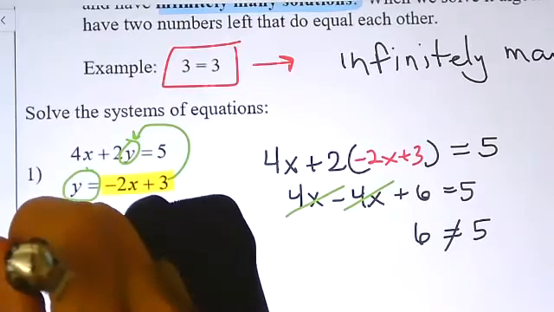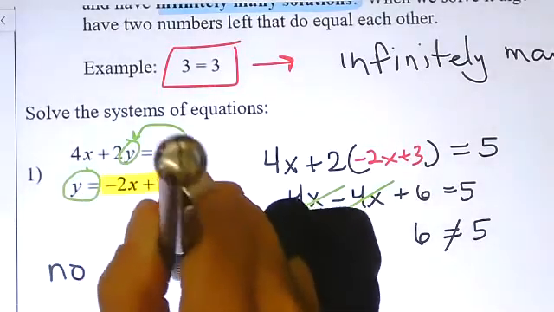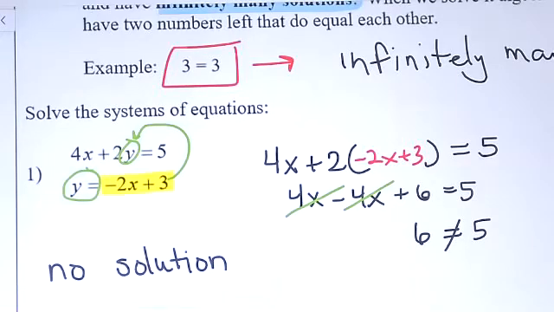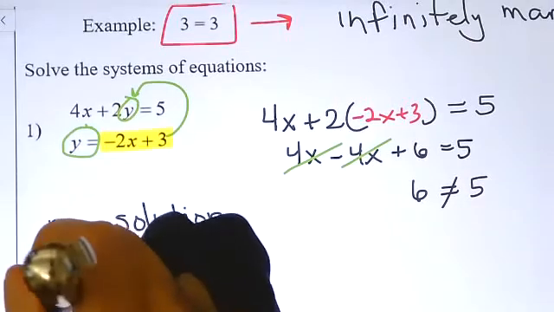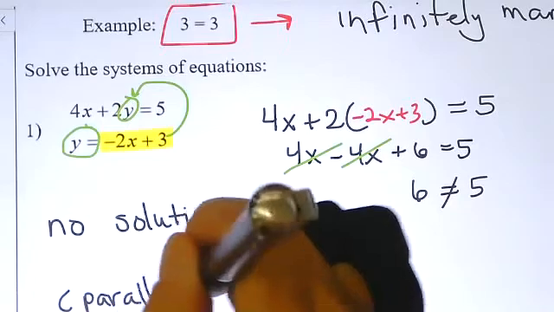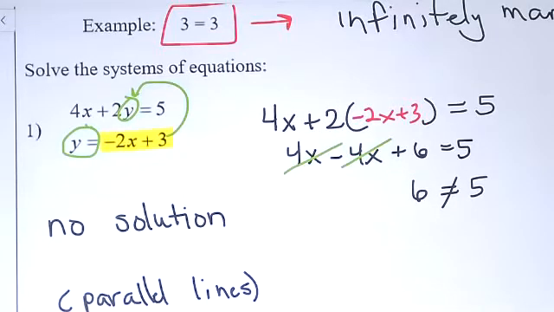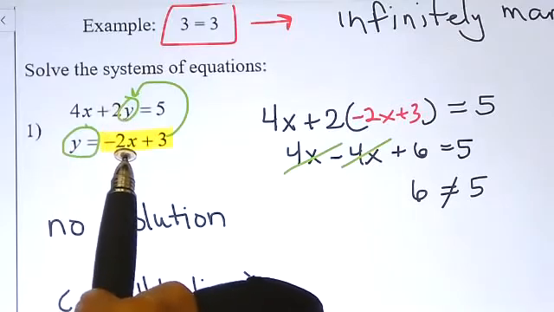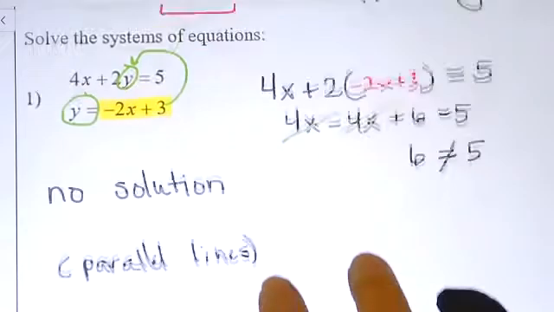So that means there is no solution. 6 will never equal 5, no matter what you try to do here. You can never make 6 equal to 5. There is no solution, okay? And if you wanted to say, why is there no solution? It's because these lines are parallel. So that's just a reminder. That's what it really means. No solution means we have parallel lines, okay? So if you were to graph these two lines, they would end up with the same slope and they would be parallel to each other.